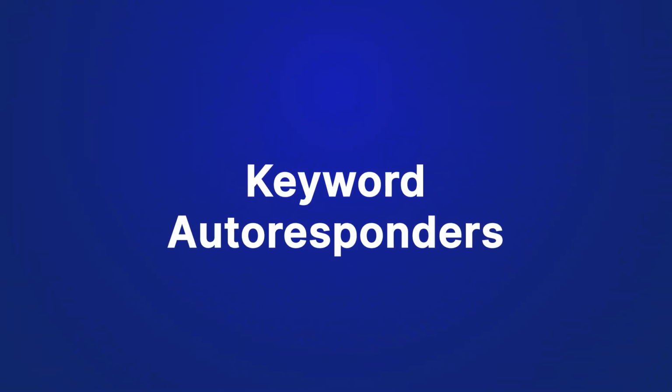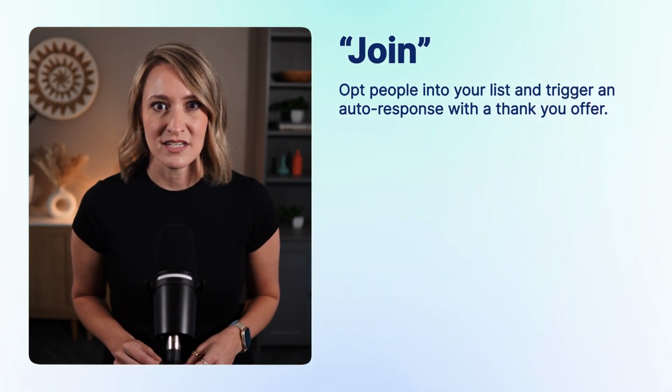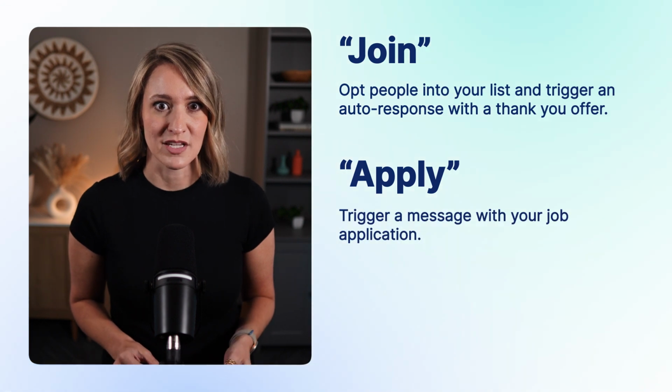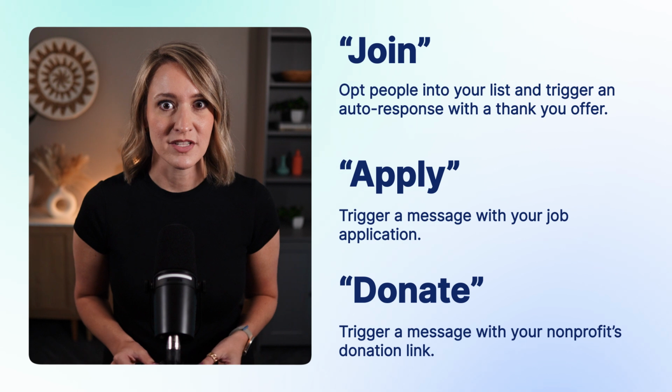Keyword autoresponders send an automated message in response to a specific keyword someone sends to you. You can use this as a list growth tool and have keywords that are designated for opt-in, or they can be strictly informational. Simply create a keyword and type out your auto-response. Use join as your keyword to opt people into your list and trigger an auto-response with a thank you offer. Use apply to trigger a message with your job application. Use donate to trigger a message with your nonprofit's donation link. You can come up with any number of keywords and have whatever auto-response you want.